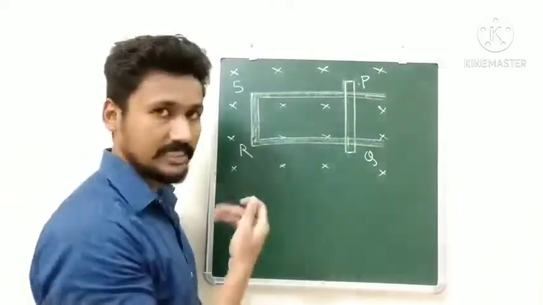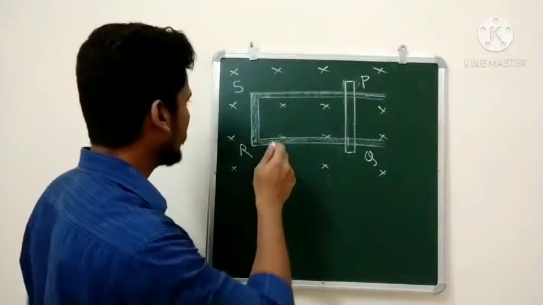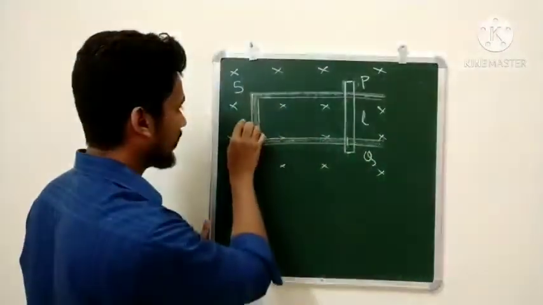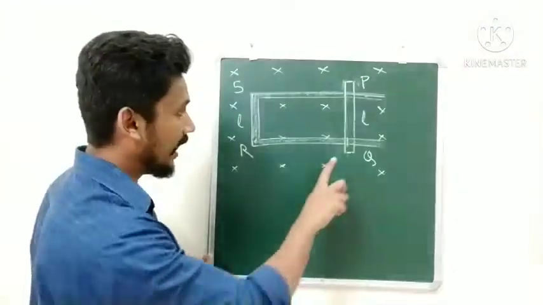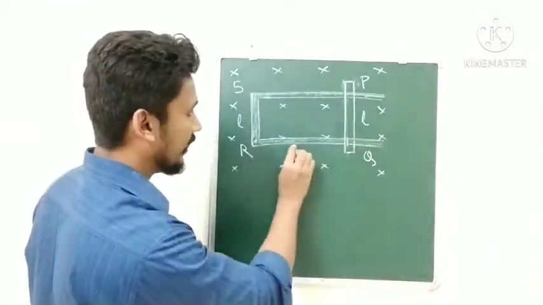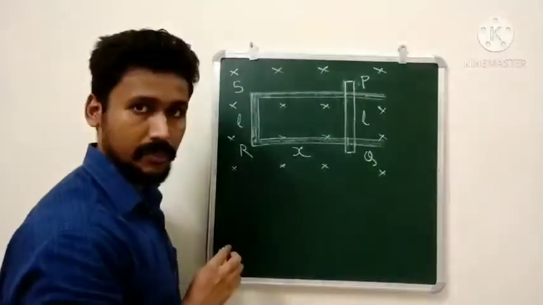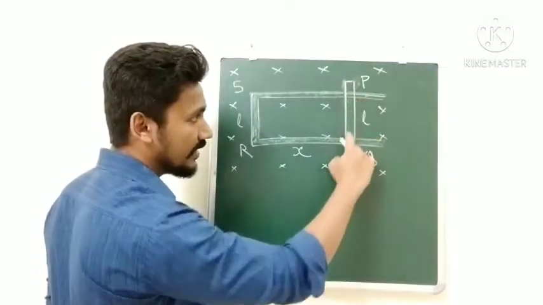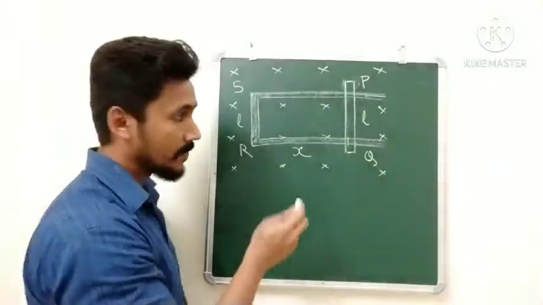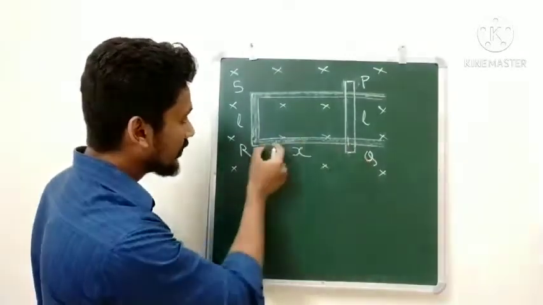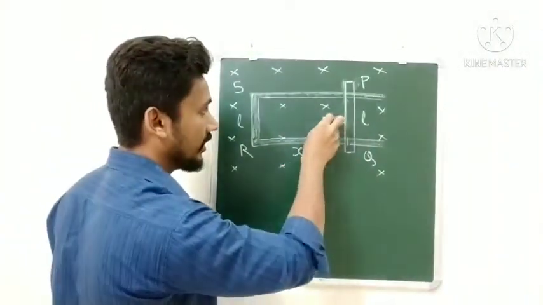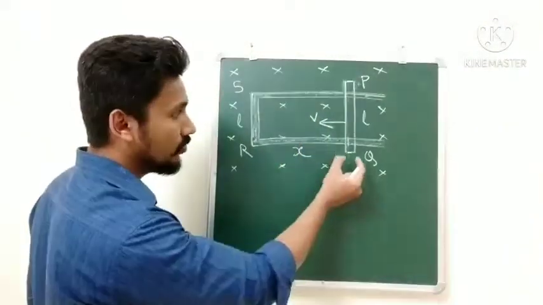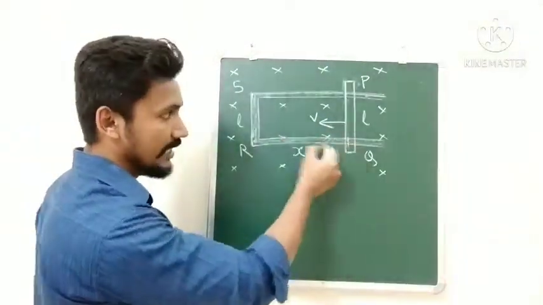Now let us do this derivation. We will give some values to this. Let us say the length of PQ is L, so obviously RS will also be L. The distance from R to Q, let us say, is small x. L is the length of PQ, only the part in contact with the wire. Now we are going to move PQ towards RS, in this direction, with a velocity of V.